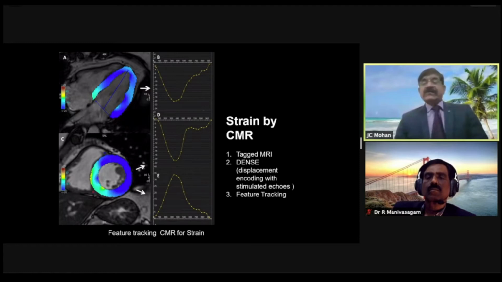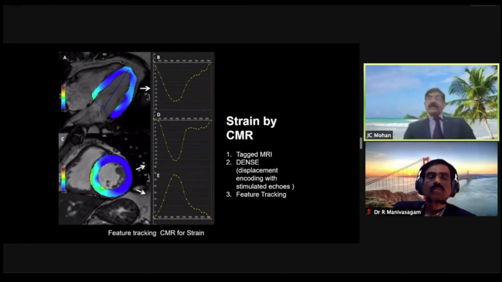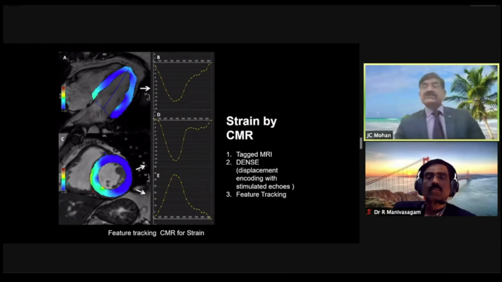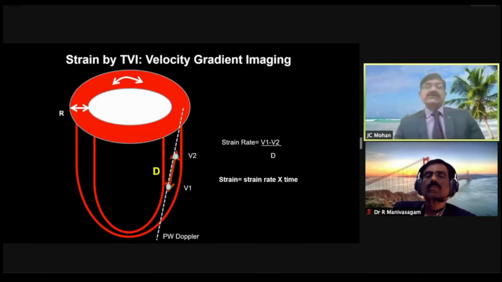There are 3 different ways cardiac MR can provide strain: tagged MRI, DENSE, which is displacement encoding with stimulated echoes, and feature tracking. We wouldn't go into those details. Maybe some other time we will talk about these.